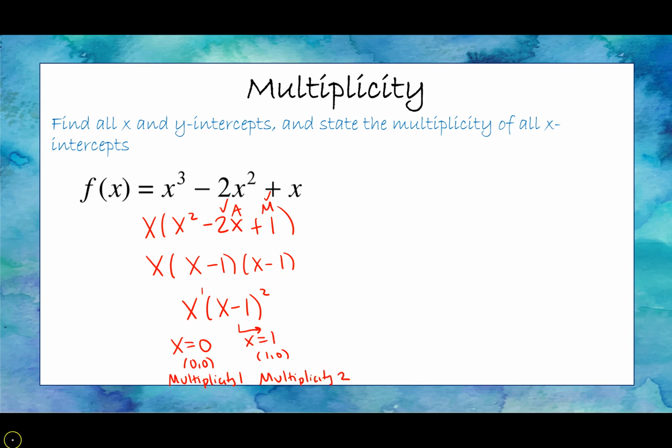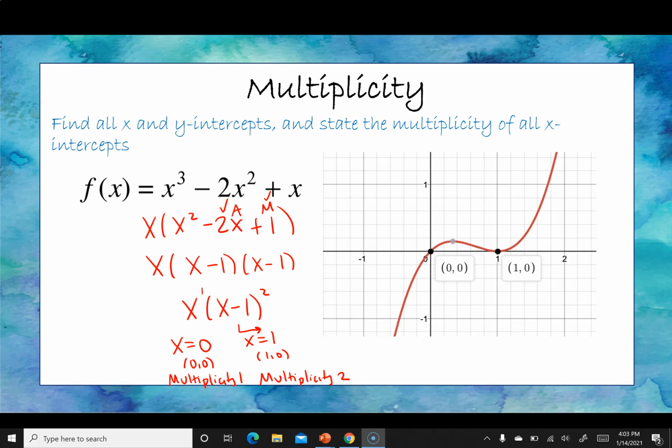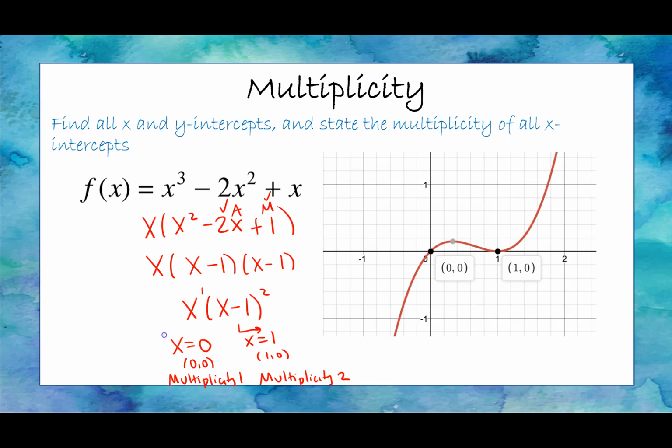So let's go ahead and look at this. You can see for our answer x equals 0, or the point 0, 0, where we have a multiplicity of 1, it just goes through the graph, crosses the x-axis. However, at x equals 1, or the coordinate 1, 0, where we have a multiplicity of 2, this actually just plain old bounces off. It doesn't cross it exactly.